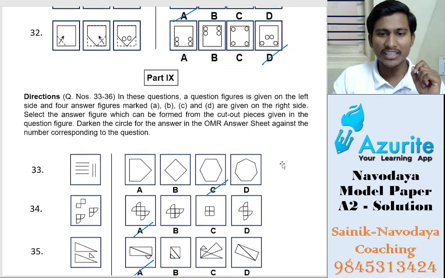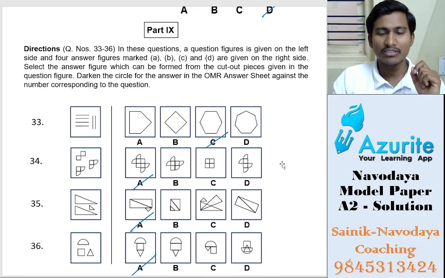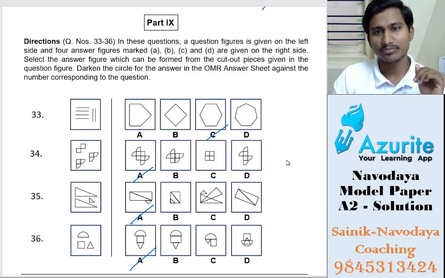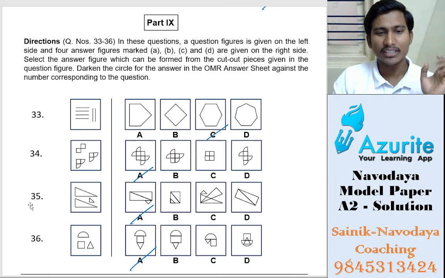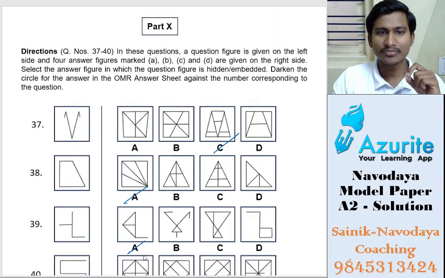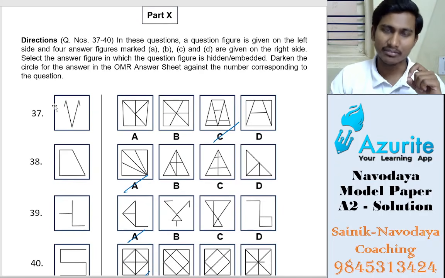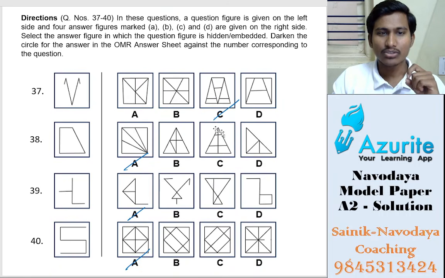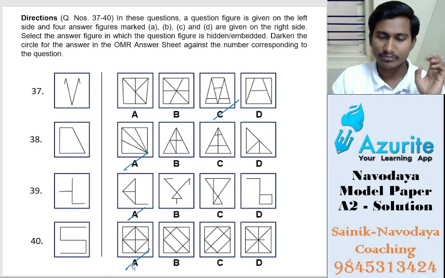Now what is the ninth part? The ninth part is where you have to make the figure, that is, formation of figures, right? 33 is C, 34 is A, 35 is A, 36 is A. Okay, now what about the 10th part? That is the last. We have to find where it is hidden, in which figure it is embedded. So 37 is in option C, right? So 38 is A, 39 is A, 40 is option A, right?